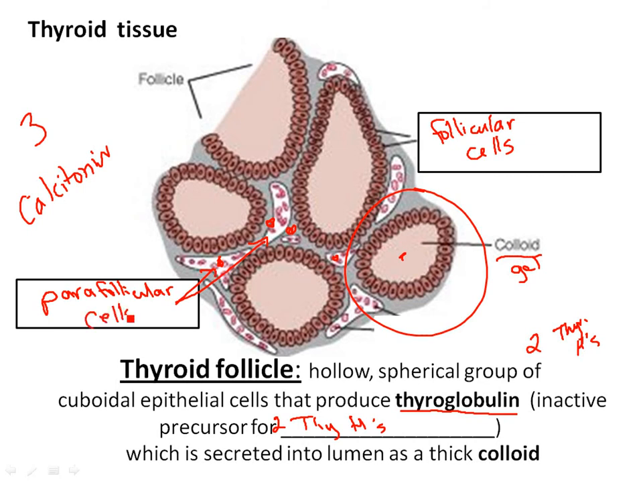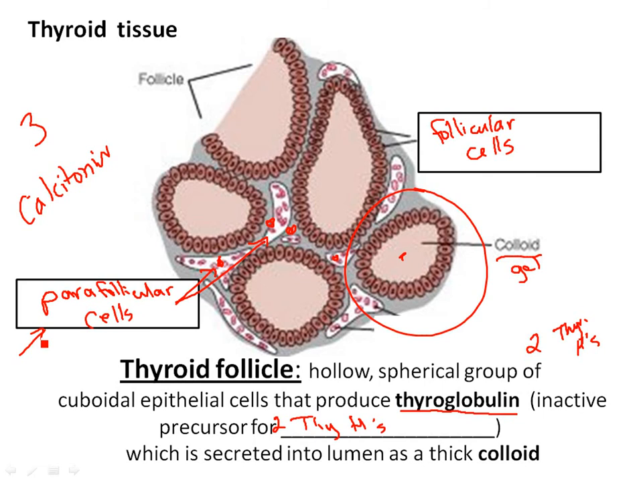Now, calcitonin's job is to decrease calcium levels in the blood. And you're going to hear more about that in more detail when the parathyroid gland is discussed. But for now, it's going to be important that you understand that calcitonin is one of the three hormones produced in the thyroid gland, and that you know it's coming from these parafollicular cells. You do not secrete calcitonin into the colloid. Okay? So that's the main thing that I wanted you to get at this point about calcitonin.